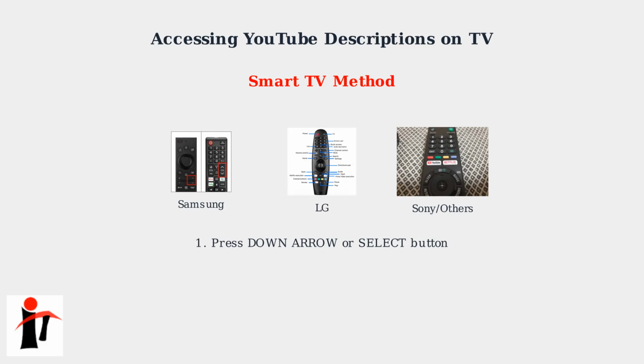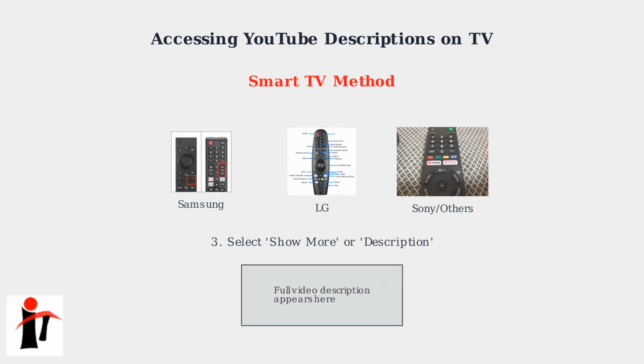First, navigate to the video you want to watch and press the down arrow or select button on your remote control. Next, look for an Info or More Info button on your screen. This is often represented by a lowercase i symbol. Once you find it, select this option to access additional video information. Finally, select Show More or Description to expand and view the full text of the video description. This will display all the details the creator included about their video.